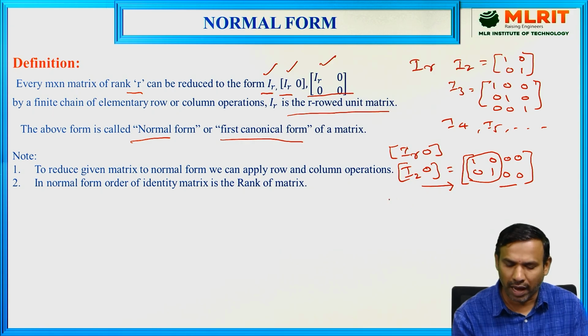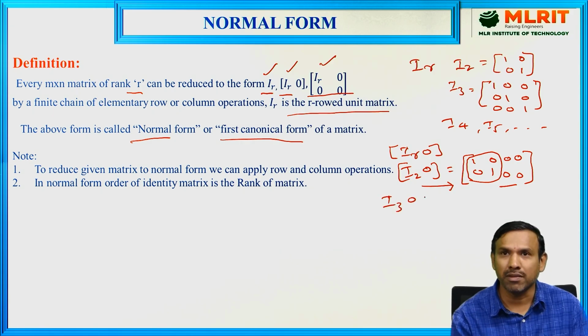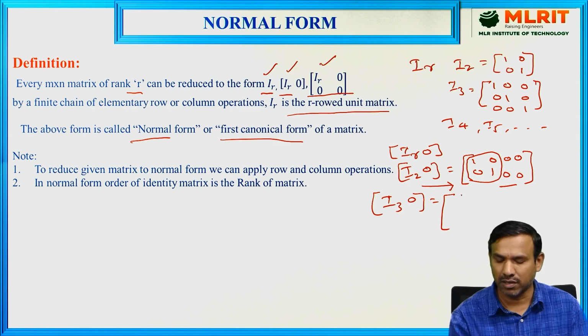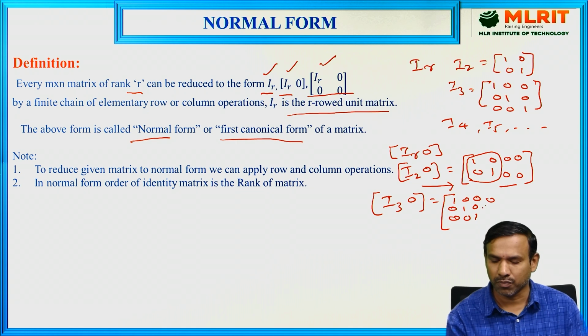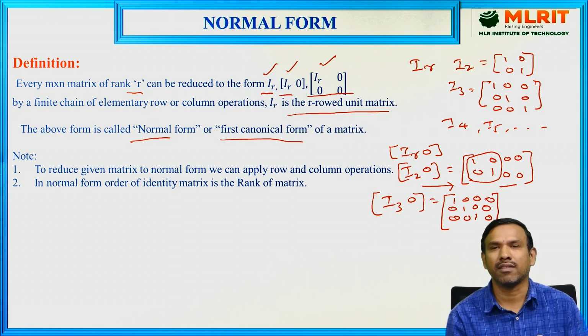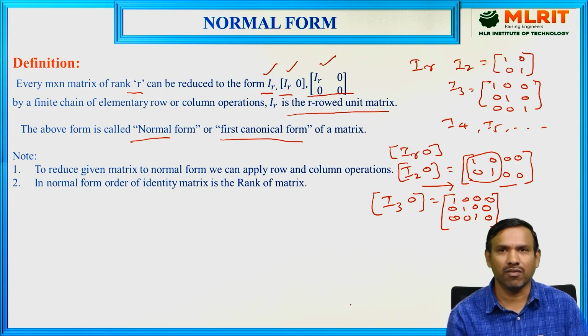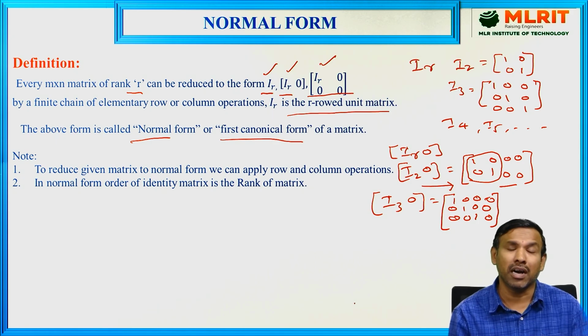Similarly, [I_3 0] means an I_3 matrix, [1 0 0; 0 1 0; 0 0 1], and the remaining some 0 columns. So [I_R 0], [I_2 0], [I_3 0], [I_4 0], these are all normal forms with additional 0 columns. Sometimes additional 0 rows may also exist under the identity matrix.